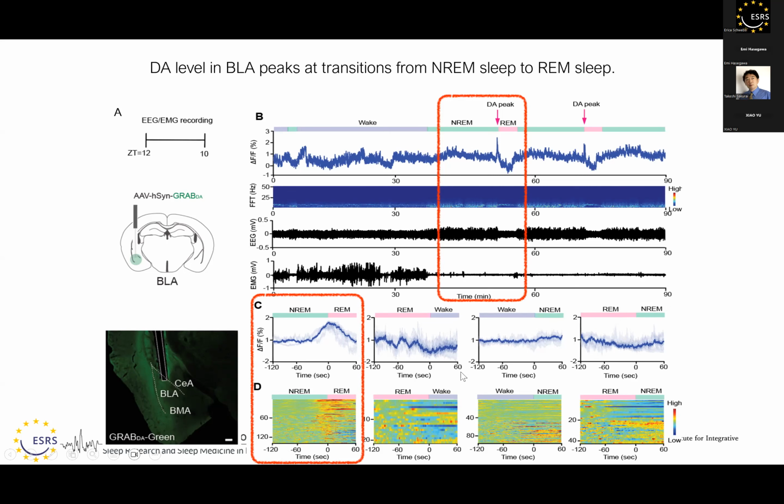These panels are presented as heat maps. As can be observed via electroencephalography, the non-REM to REM transition occurred at the time when peak DA levels are observed.